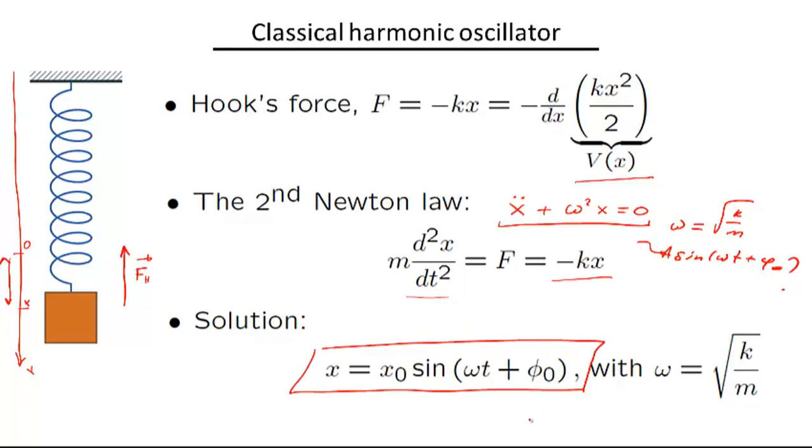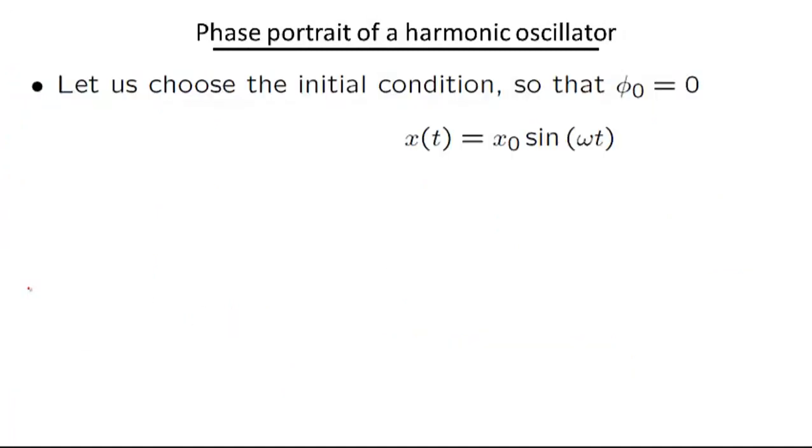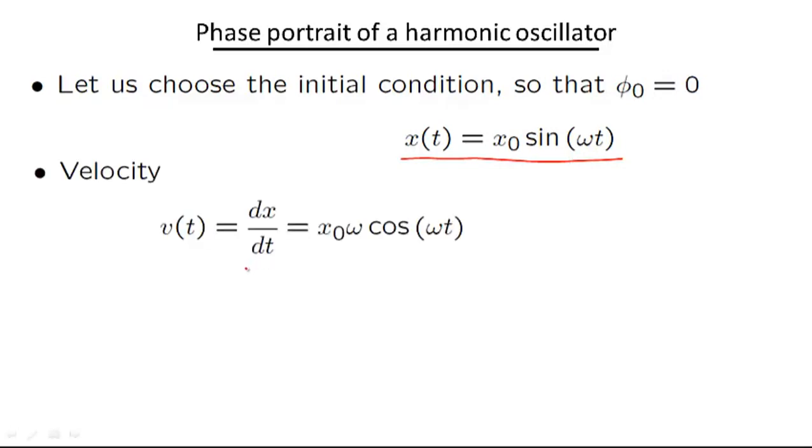Now, to move further, let me choose a particular initial condition, which corresponds to x of t equals 0 being 0. So let's say at the initial moment of time the harmonic oscillator was exactly at the equilibrium point, just for simplicity. And in this case, this is my solution. Now, if I want to find the velocity of the oscillator as a function of time, all I have to do is differentiate the position, and it's going to be just x naught, some amplitude of the oscillations, times omega times cosine of omega t.